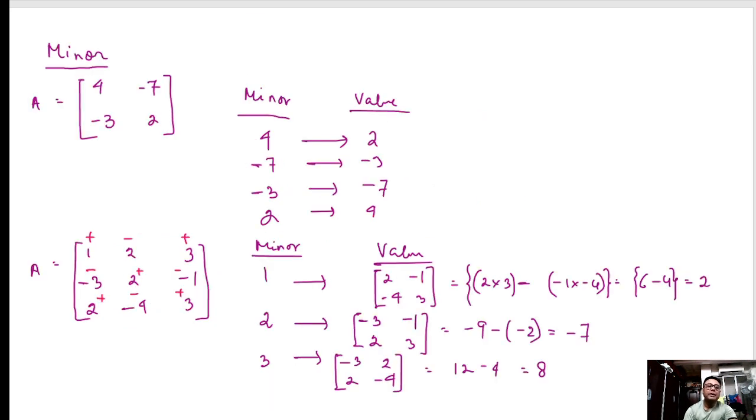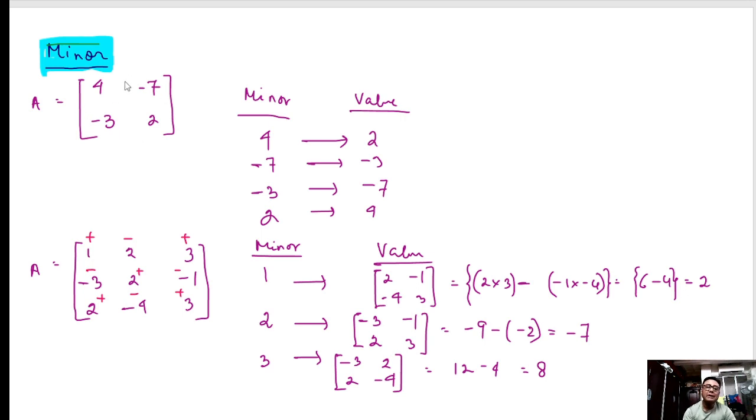Next, a very important term which is called a minor. Very important term. Please note, this is the minor. We are finding the minor of a determinant. What is the minor of a determinant? So let's see what the minor is. Suppose A is the determinant. A is given as 4, minus 7, minus 3, 2.